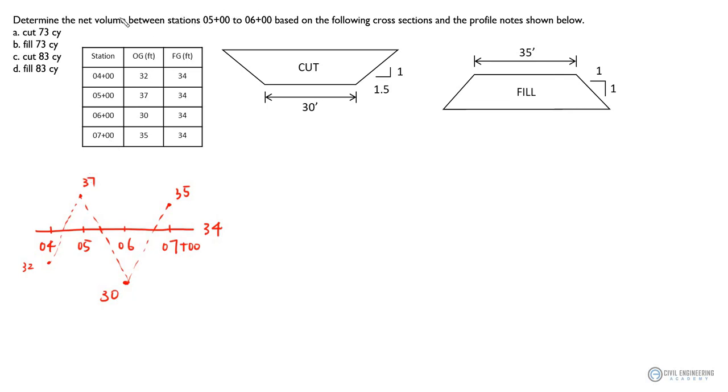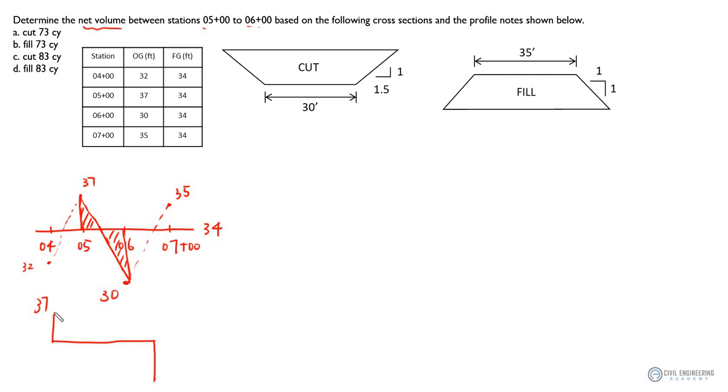And we're going to calculate the net volume between station 05 to 06. Okay, so we only care about this portion right here. Because this is our finished grade at 34, the area above that finished grade, above 34 feet, will get cut. So we're going to cut this portion and fill this portion so that the finished grade would end up at 34. Okay, so let's enlarge this portion right here. So this is your 37, and this is your straight line at 34. Okay, and this is your 30.